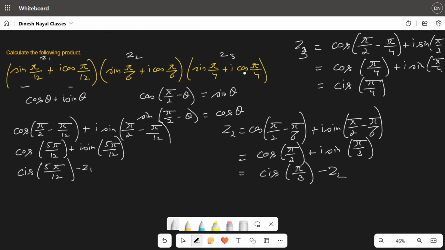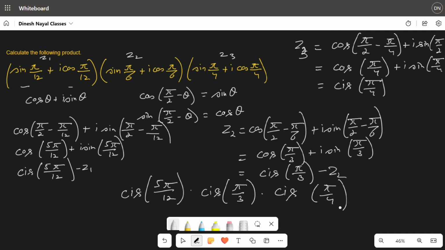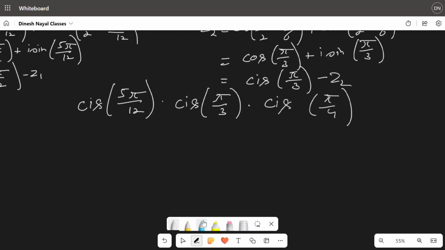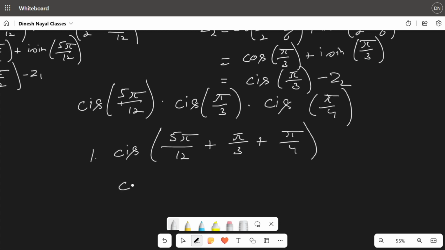Now taking the product of Z1, Z2 and Z3, we can write this as cis 5 pi by 12 into cis pi by 3 into cis pi by 4. Okay, so that will be our product. Now let's solve this. We know that our multiplication rule can be extended to three complex numbers. Just multiply their moduli, which is 1 into 1 into 1, that will be 1 only. And cis of what? You add all their arguments, theta 1 plus theta 2 plus theta 3. So this will be 5 pi by 12 plus pi by 3 plus pi by 4.